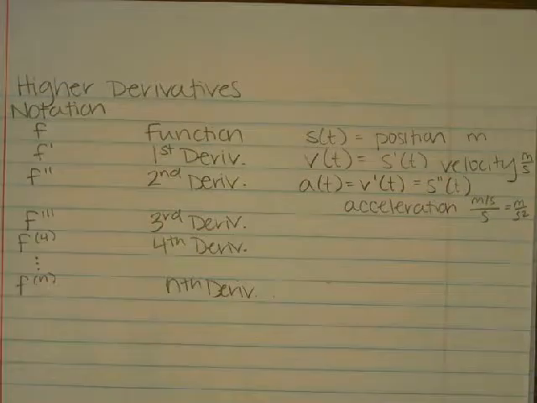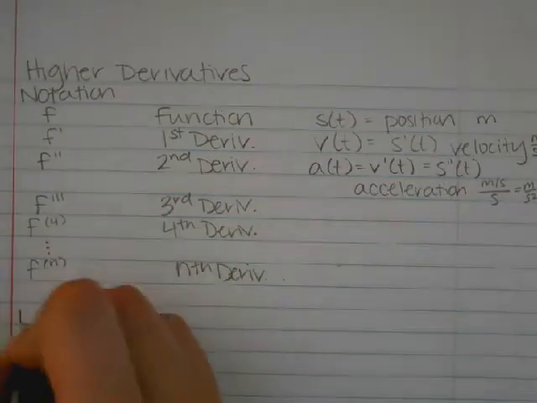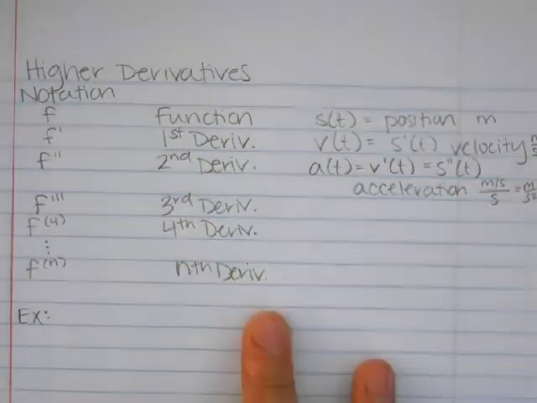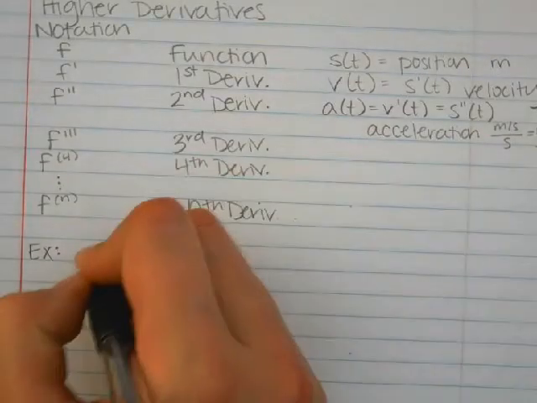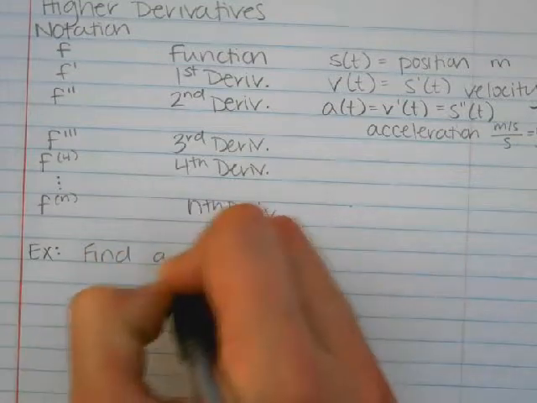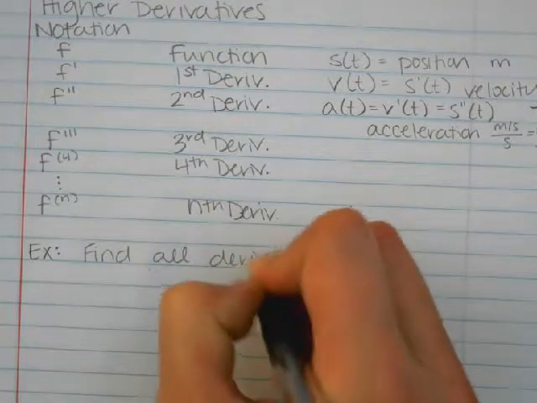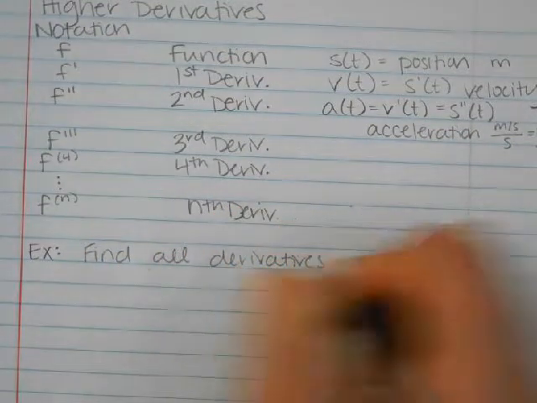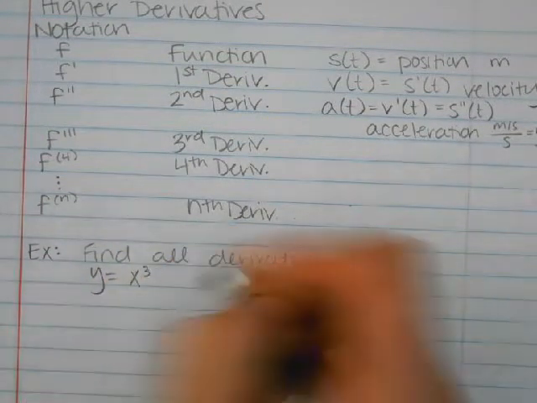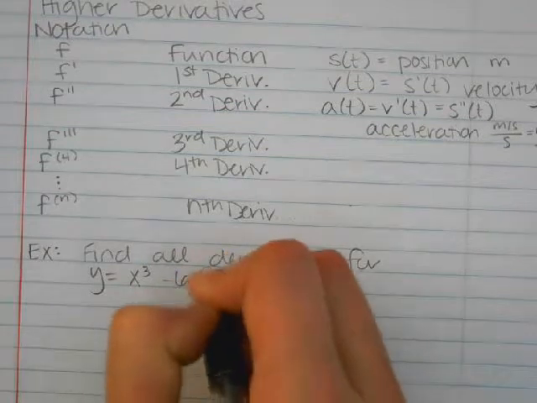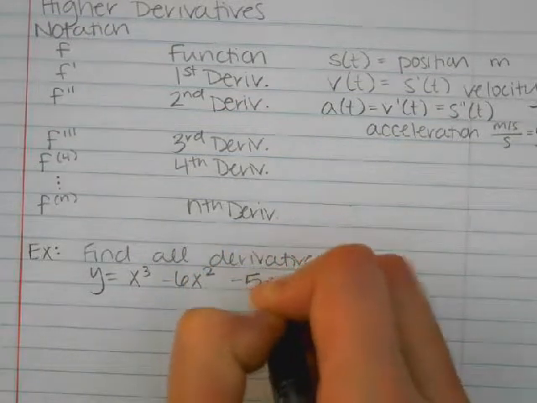Okay. So for our first example, we're going to say find all the derivatives for the equation. Okay, so not just the first one, but all of them. Find all derivatives for the equation y equals x to the 3rd minus 6x squared minus 5x plus 3.